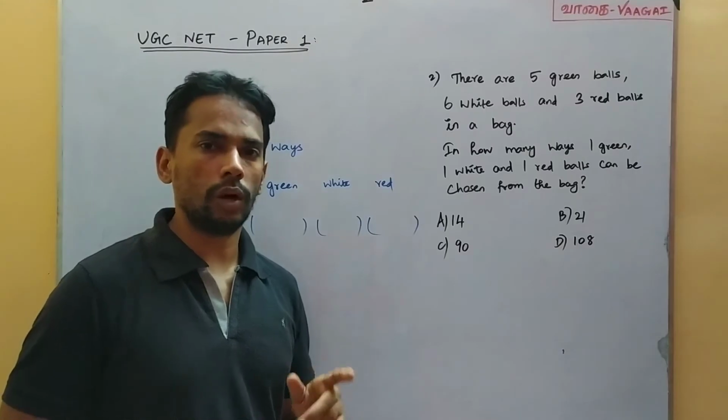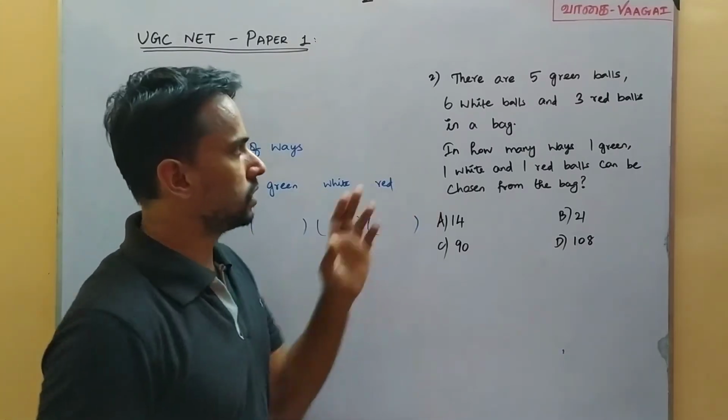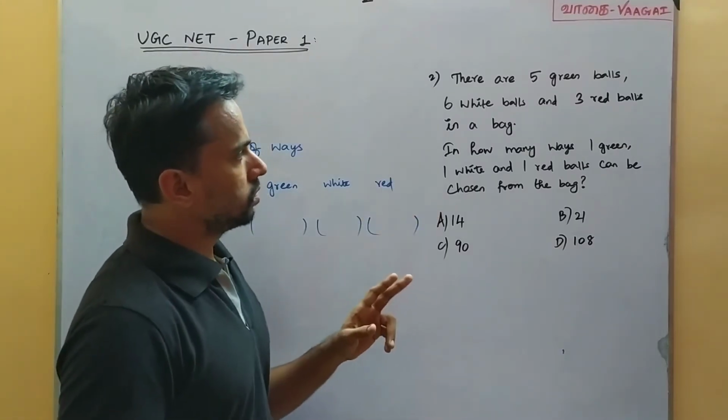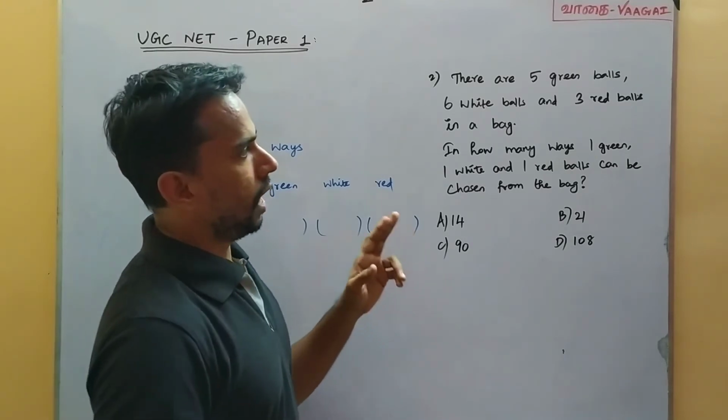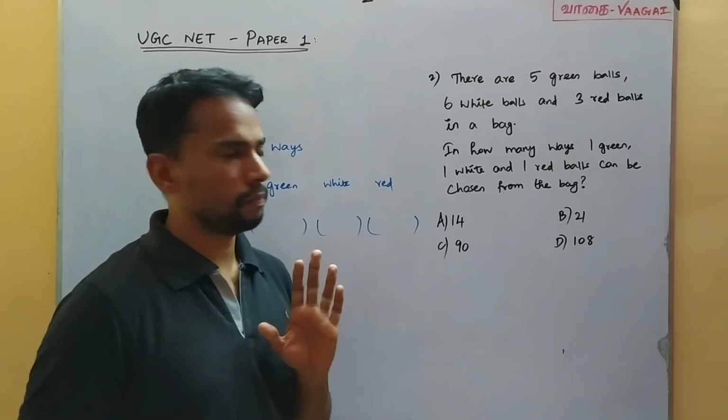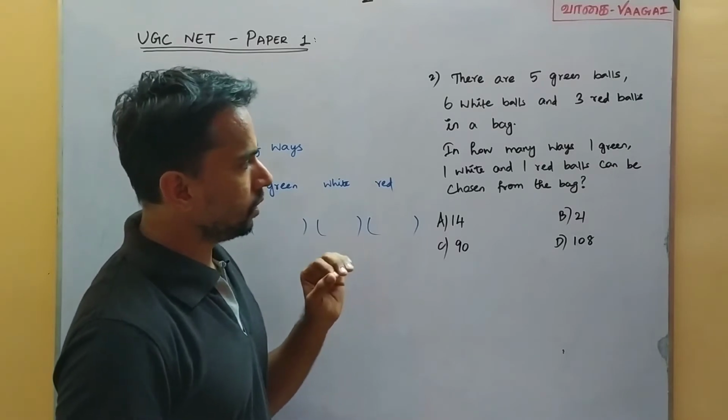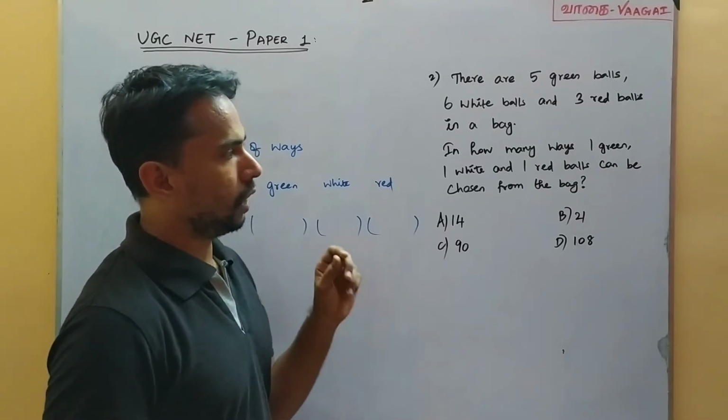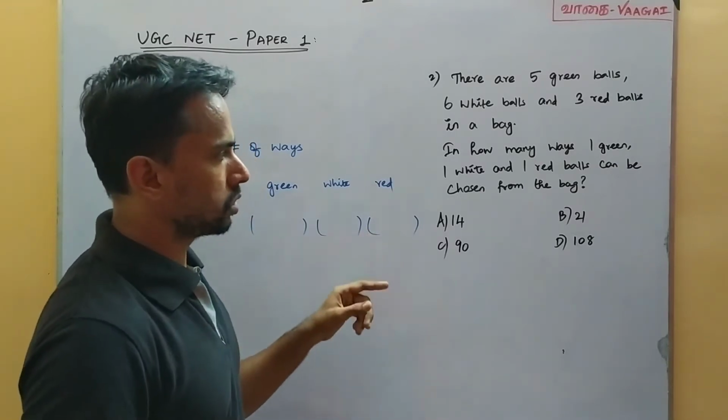Now let's try to answer this second question also. There are 5 green balls, 6 white balls and 3 red balls in a bag. In how many ways can 1 green, 1 white and 1 red ball be chosen from the bag?